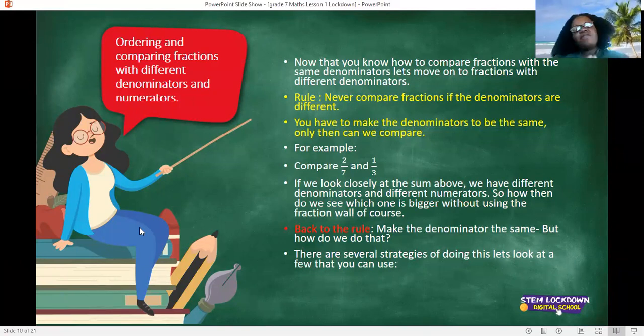Never make the mistake of comparing fractions if the numerators and denominators are different without changing the denominator. So, for example, we have 2/7 and 1/3. If we look closely at the sum above, we have different denominators and different numerators. So how do we see which one is bigger without using the fraction rule, of course? Now you are in senior phase. You are not going to use a fraction rule. In a test, you're not even going to be using a fraction rule.